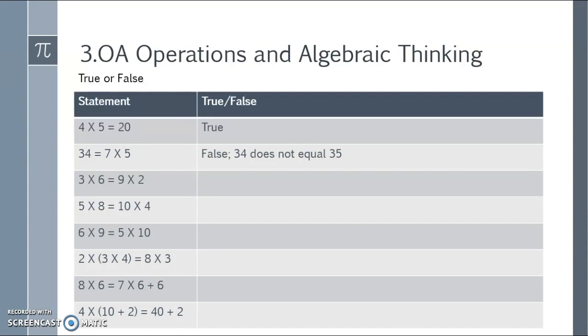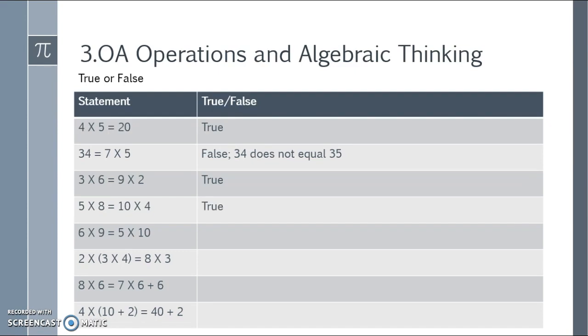3 times 6, is that equal to 9 times 2? Well, 3 times 6 is 18, and 9 times 2 is 18, so this is certainly true. 5 times 8 is 40, and 10 times 4 is also 40. Notice in this particular one, as well as the previous one, that if I take 5 and double it, I get 10, and if I take 8 and halve it, I get 4. So I'm halving one and doubling the other, and still getting the exact same solution. That's also true with the one above. So, not the one above, excuse me.